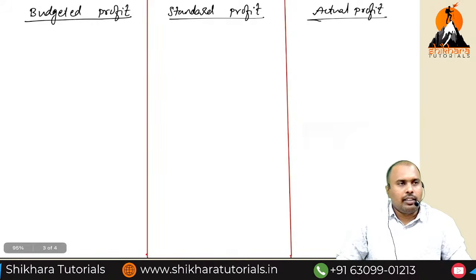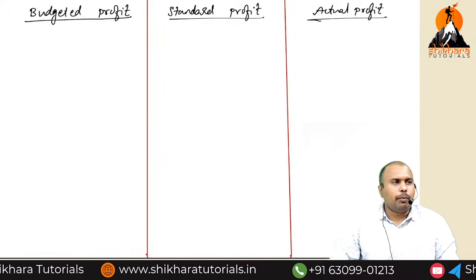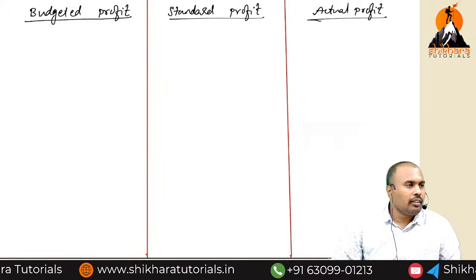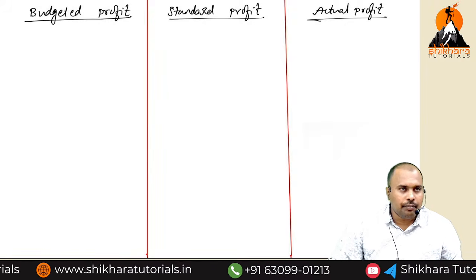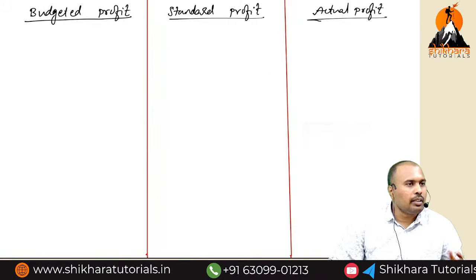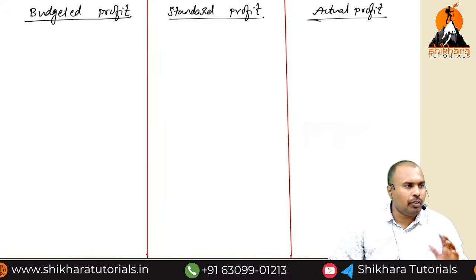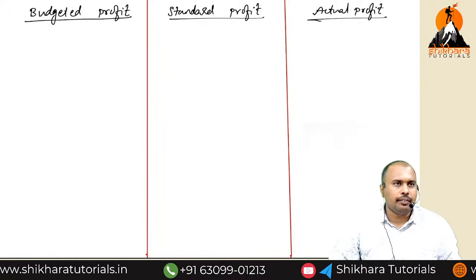Now let us take one example. Budgeted profit. What do you mean by budgeted profit? At the beginning of the period, we prepare budgets, right? And based on those budgets, the profit we expect to arise is called budgeted profit.